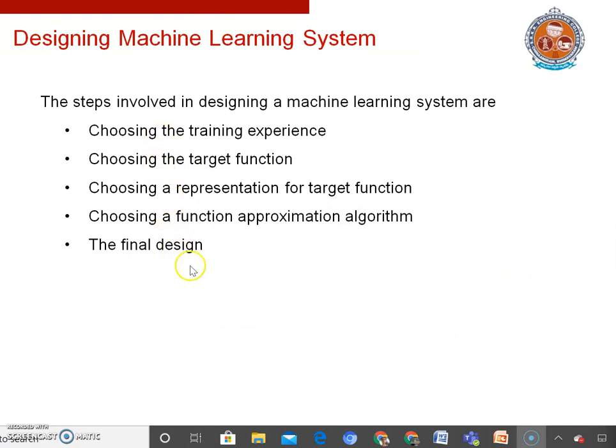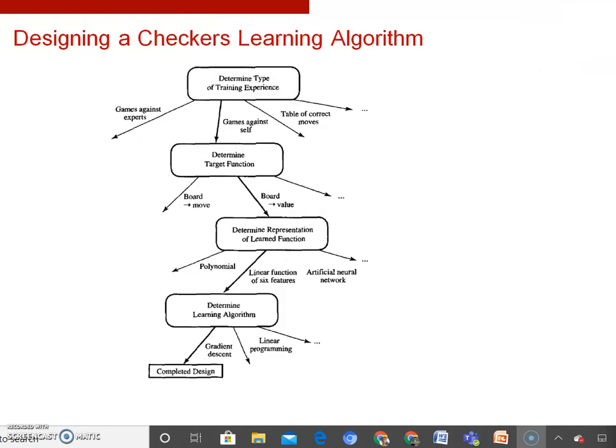So I'm repeating the steps again. First one is choosing the training experience. The machine learning system that is designed to learn playing checkers game can get its training experience either by playing with itself, or playing with experts, or learning its moves from a table of moves.